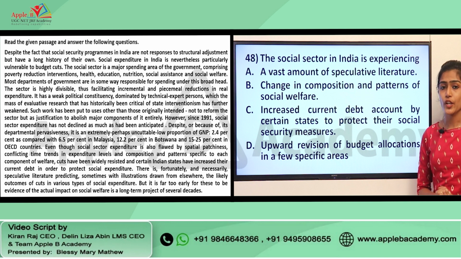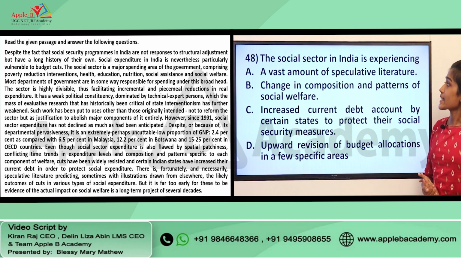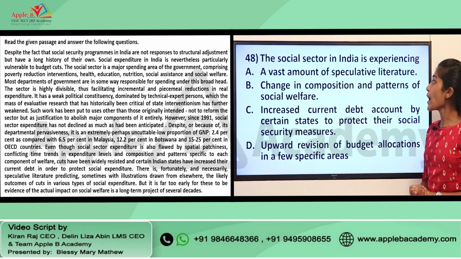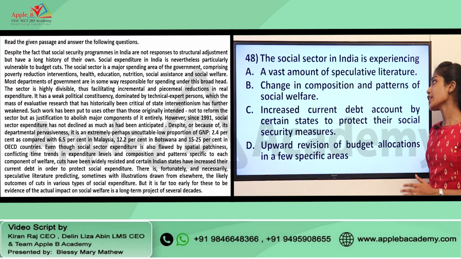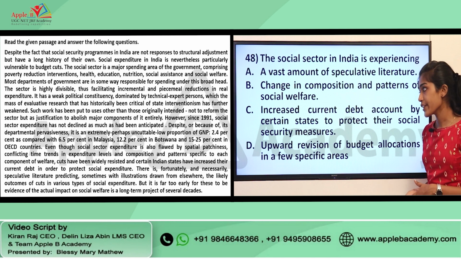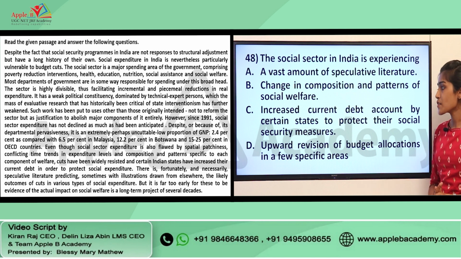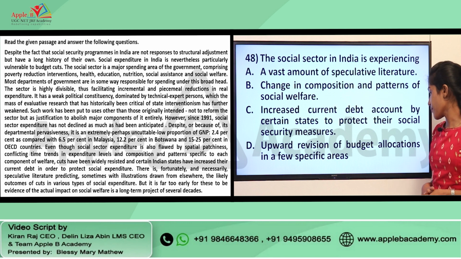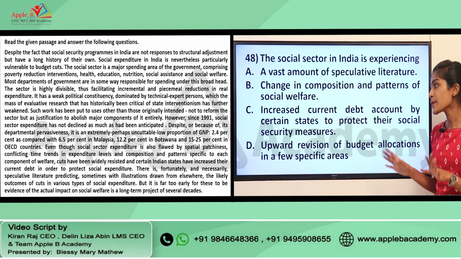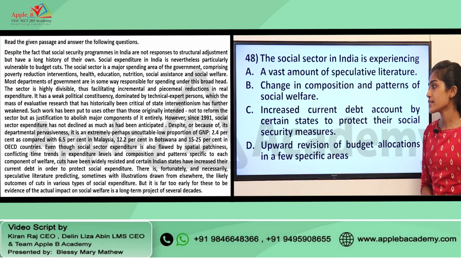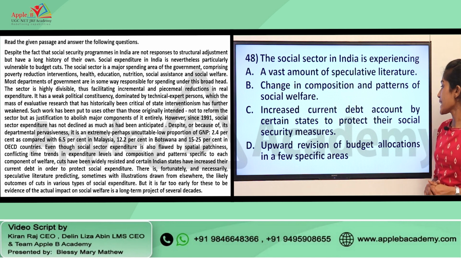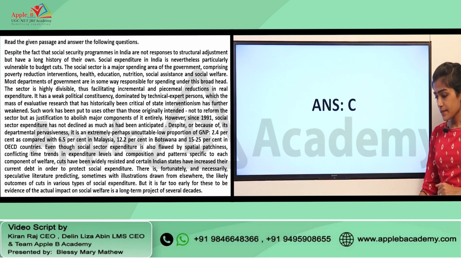Next question based on the comprehension passage: the social sector in India is experiencing, and the options are: a vast amount of speculative literature, change in composition and patterns of social welfare, increased current debt account by certain states to protect their social security measures, upward revision of budget allocations, and a few specific areas. The right answer given in the provisional answer key is option C, that is increased current debt account by certain states to protect their social security measures.